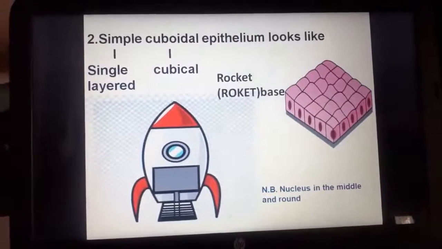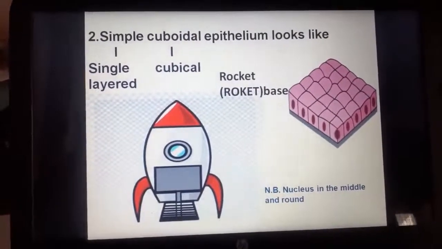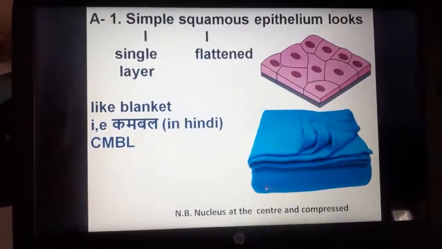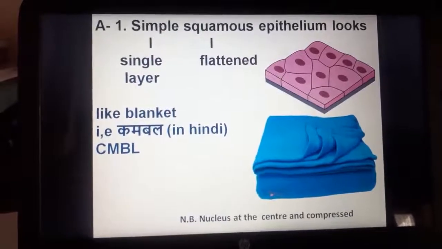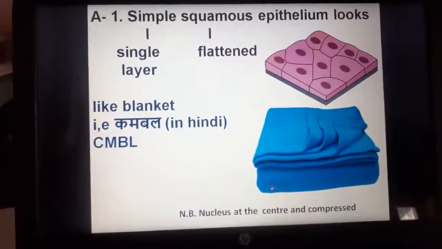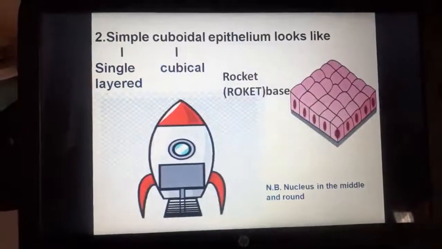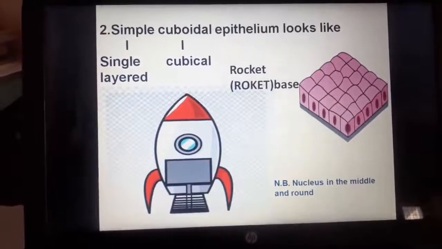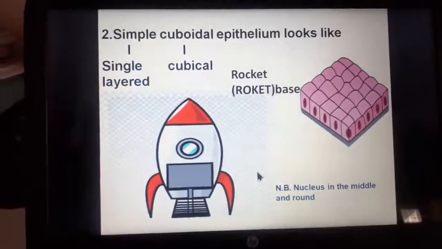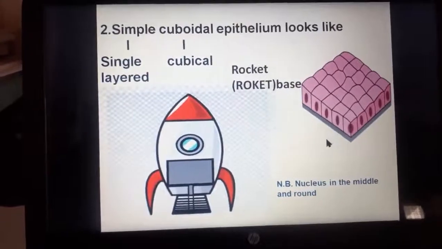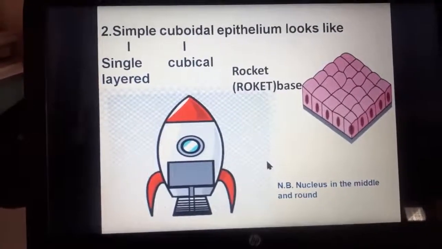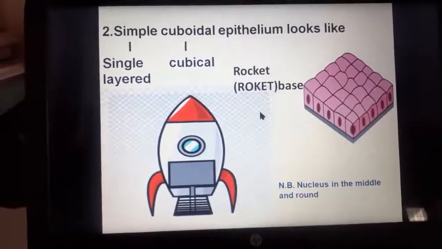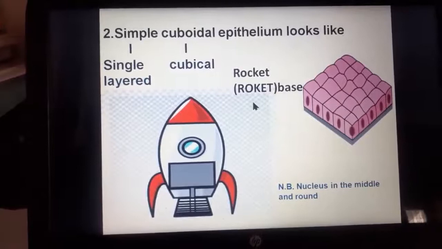Simple means single layer, cuboidal means cubical. And one thing also worth mentioning, in the previous case the nucleus lies at the center and is compressed. And in simple cuboidal epithelium, the nucleus lies in the middle and is round, like this. And it looks like a rocket base, so the hint will be ROKET, rocket.